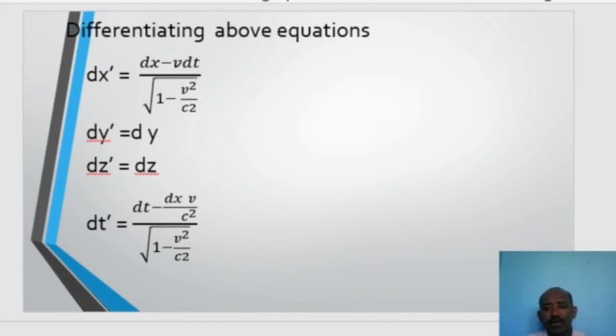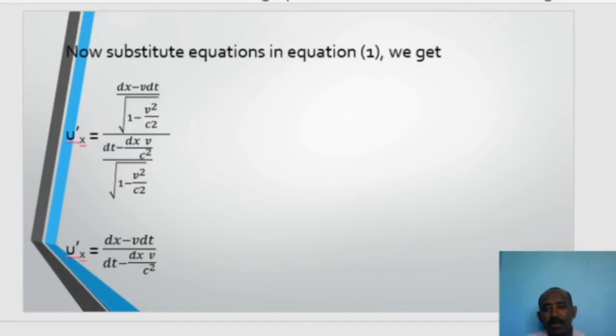So dx dash is equal to dx minus v into dt. The denominator term remains same. dy dash is equal to dy, dz dash is equal to dz, and dt dash is equal to dt minus dx v by c square divided by root of 1 minus v square by c square. Now we have to substitute these equations in equation 1, that is ux dash is equal to dx dash by dt dash. We are doing the substitution, that is dx minus vt by root of 1 minus v square by c square. The same thing we are substituting for dt dash also.